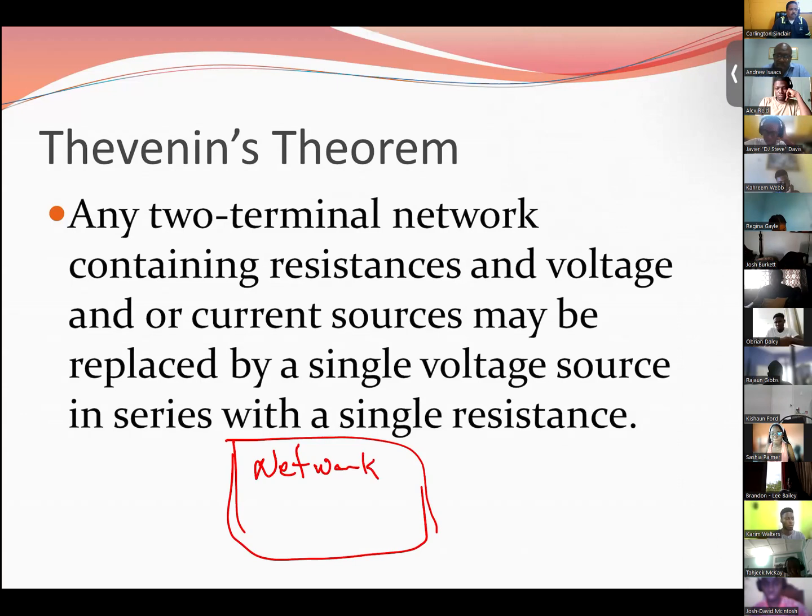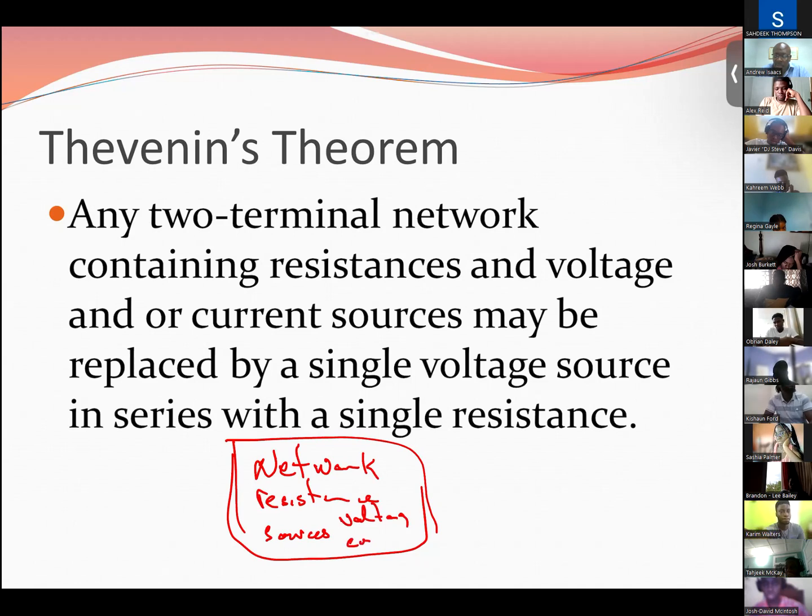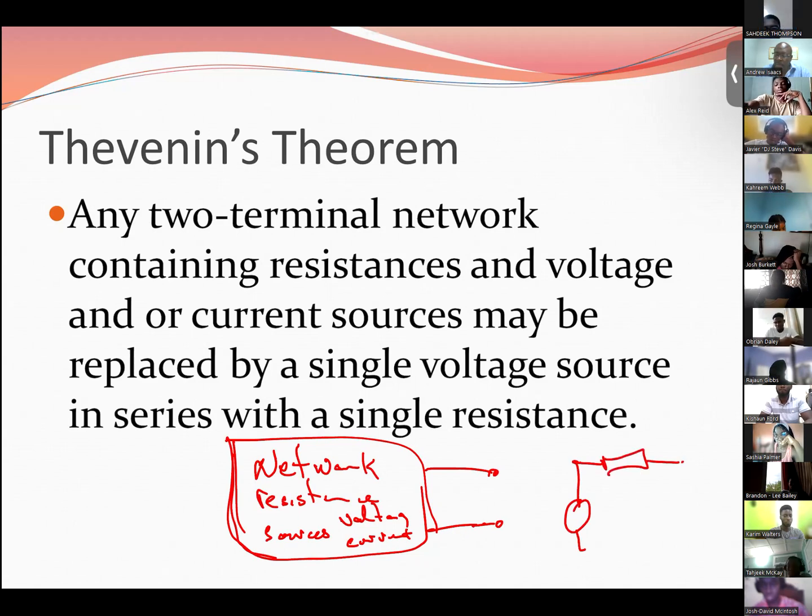Right? It has resistances, it has sources, that's voltage, current sources. That two-terminal network, if I look into those terminals, then all of this network can be replaced using a simple circuit, which looks like this.